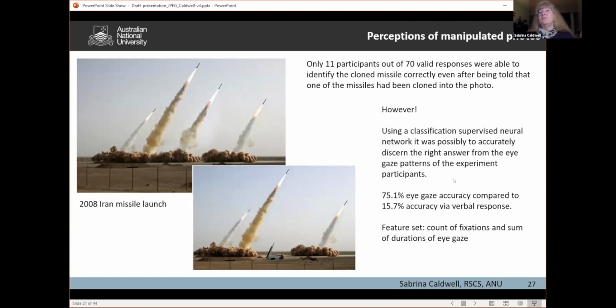However, using a classification supervised neural network, I was able to accurately discern from the eye gaze patterns of the subjects which was the wrong missile. That is to say that they looked at the wrong missile quite a lot, and it was discernible for the neural network, even though they didn't say which one it was and identify it correctly. Their eye gaze told us which one it was, and that was why it spawned a lot of research, because we determined that you can find out a lot from people's physiological signals that don't make it to conscious decision making.